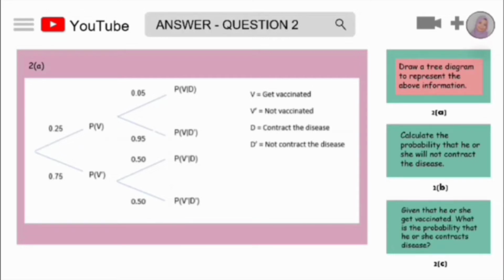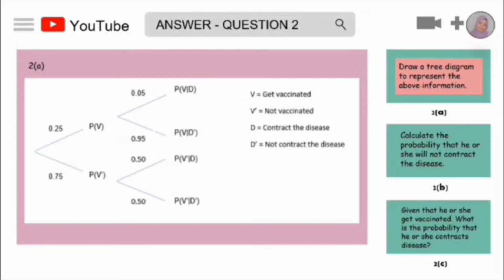And then find other information that we can use in the statement again. The vaccine has a 95% probability of being effective in preventing a certain disease. So let D prime equal to not contracting the disease. So the probability of D prime given V is equal to 0.95.